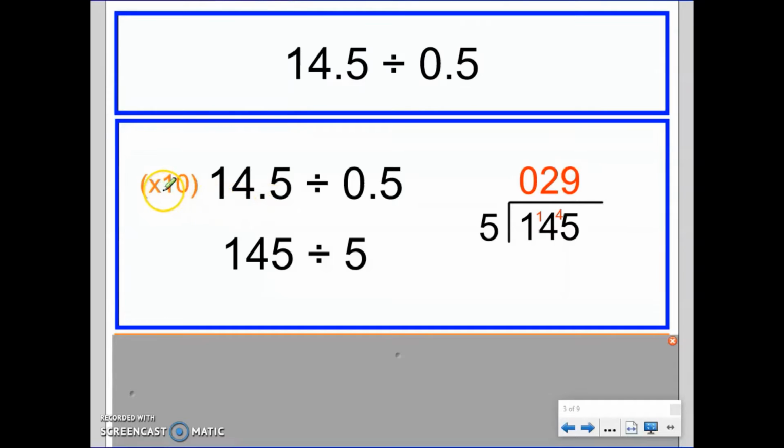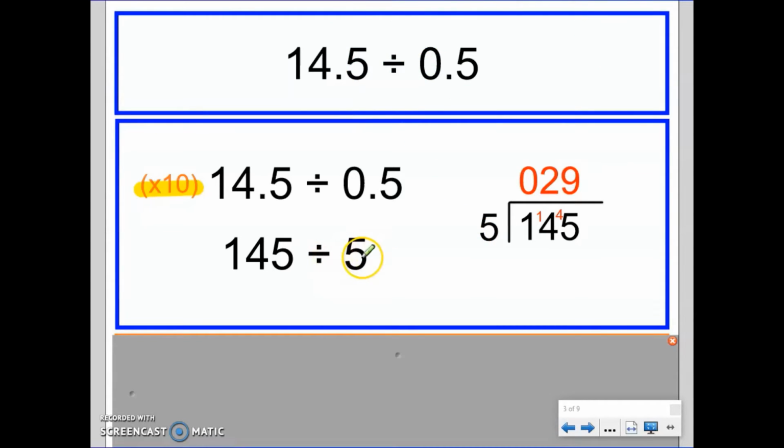So again, what I've done is I've took both parts of the original question and multiplied them by 10. So 14.5 has become 145 and 0.5 has become 5. So this is the division I'm going to go ahead and do. And I know that the result of this division will be exactly the same as the answer to this division.